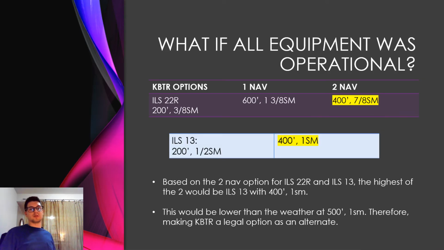Now, what if all the equipment was operational? Well, then we can use the ILS for runway 22 right. And the minimum for that, if we were to use the 2 nav rules, would get us down to 407/8 of a statute mile. And then we would also use the ILS for runway 13, which would give us 401 mile. And that would be our 2 navigation choices. And then due to having to choose the highest of those two, it would get us that 401 on ILS 13, and 401 is lower than 501, so that would make our alternate legal at that point.